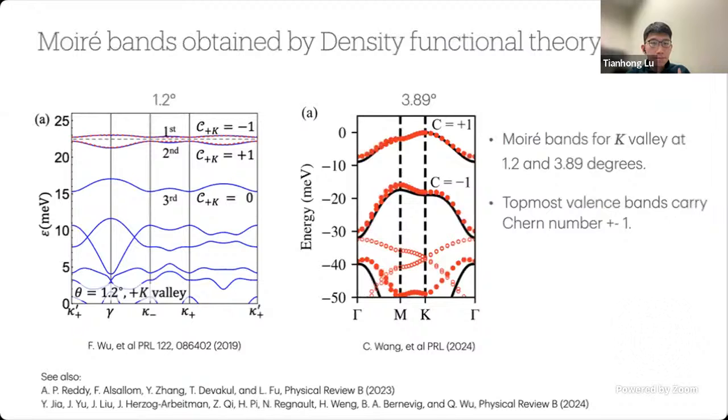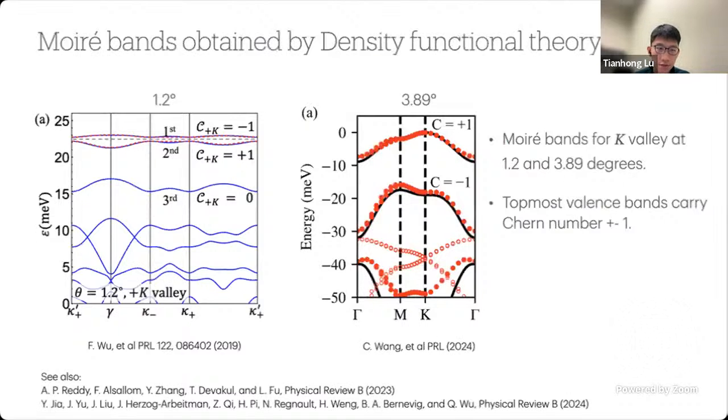Because of the encapsulated nature of the MoTe2 sample fabrication, we haven't seen a direct measurement of the energy dispersion of the moiré lattice in experiments like ARPES. But people have obtained the moiré bands with the help of a numerical calculation called density functional theory. Here I'm showing two DFT results from two papers. One is at a 1.2 degree twist angle, the other at 3.89 degrees. They're both for a single valley and spin, because spin and valley are locked in this material.